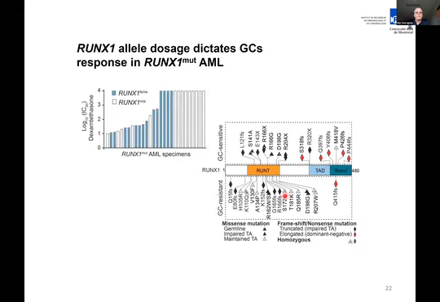So she also found that the allele dosage dictates the glucocorticoid response. And again, it has a strong tendency, this is a log scale, to be in all or nothing responses. And she could identify some mutations that are associated with glucocorticoid sensitivity and other mutations that were associated with glucocorticoid resistance.